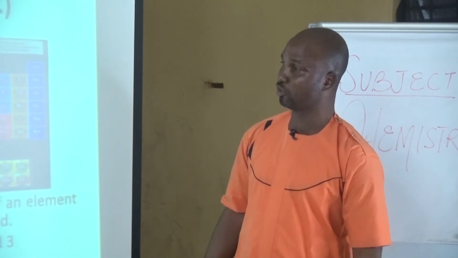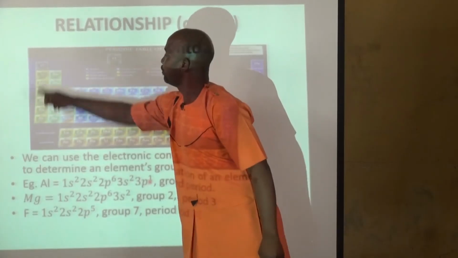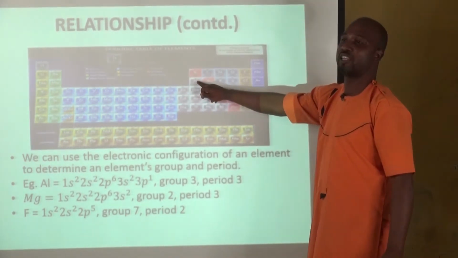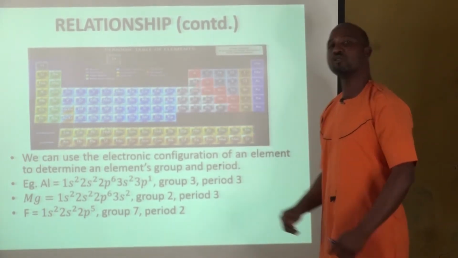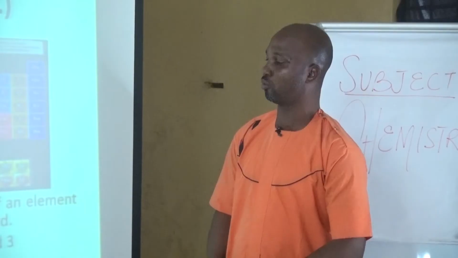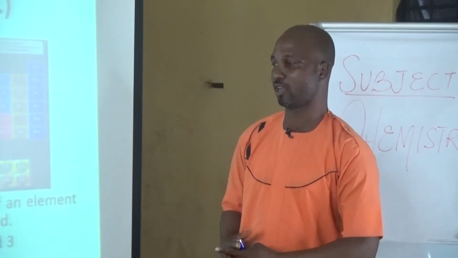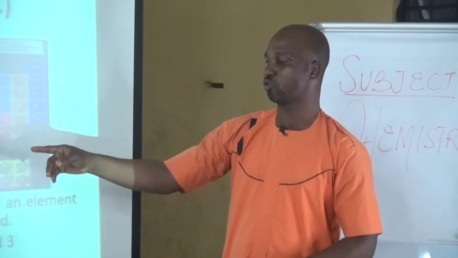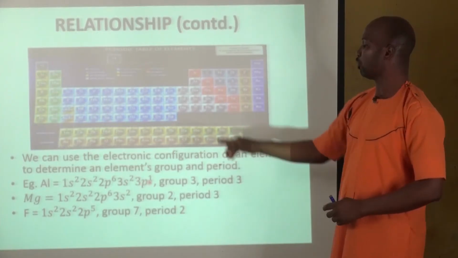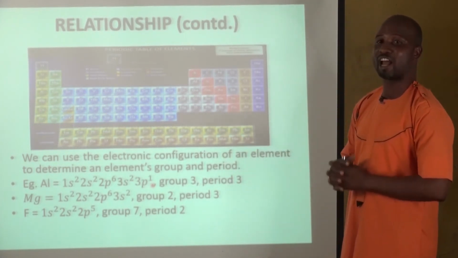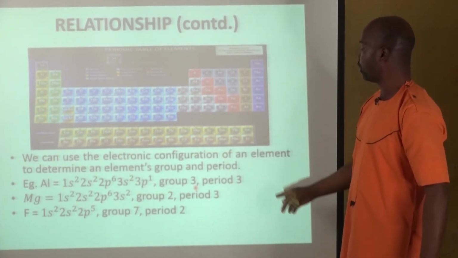Let's find out whether this is true. This is period 1, period 2, and period 3. If you follow it, you find aluminium to be here on period 3. Now, how do you find out the group it belongs to? The group is based on the number of electrons in the outermost shell, and the outermost shell has 3s2 and 3p1. So if you put 2 plus 1, it gives you 3. It means that aluminium is in group 3, period 3.